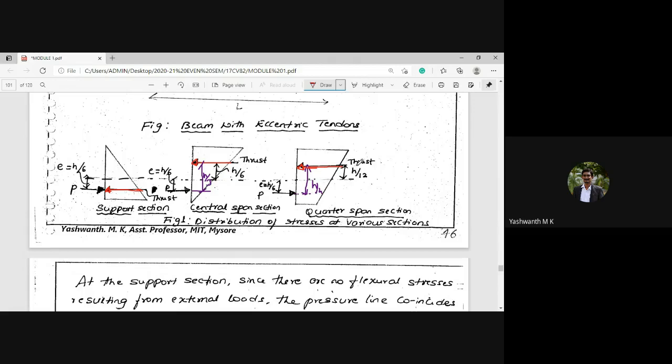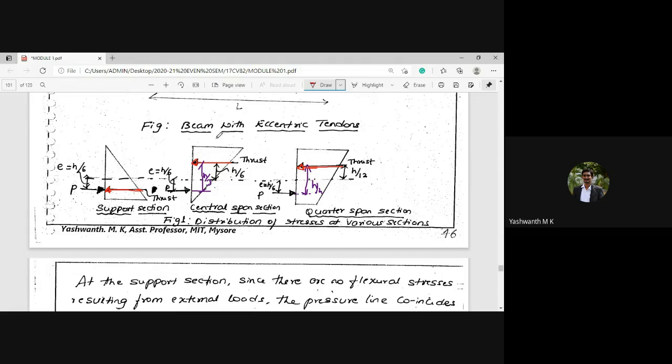So now you can see or observe, because at the quarter span section the magnitude is smaller, the shift is also lesser than this. That means whatever the distance it has been shifted from the initial position to this, compared to the central span section, at the quarter span section the shift is a lesser distance, that is h by 4. That is h by 6 plus h by 12, that is h by 4.